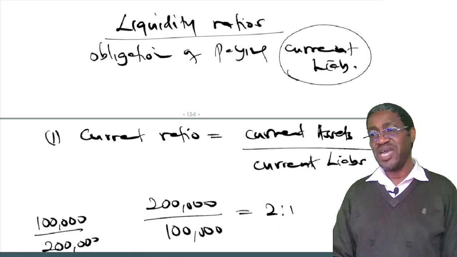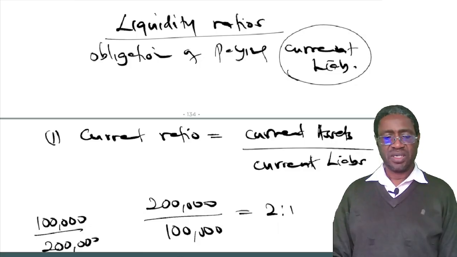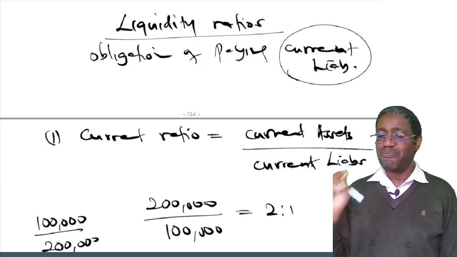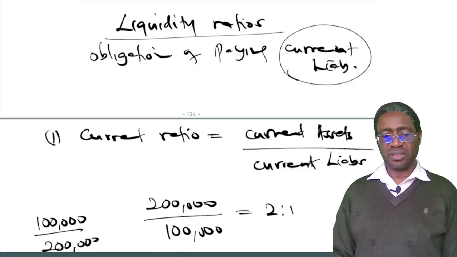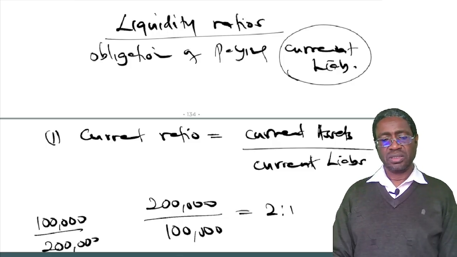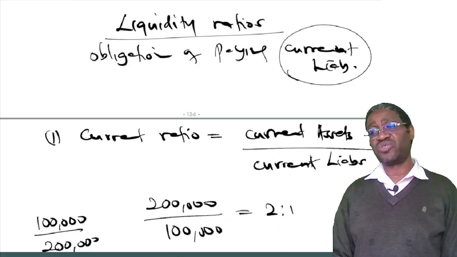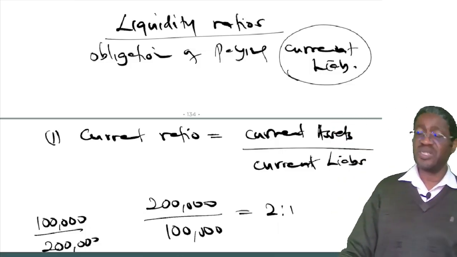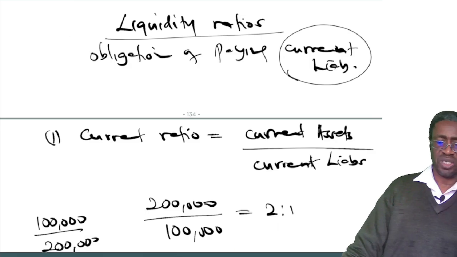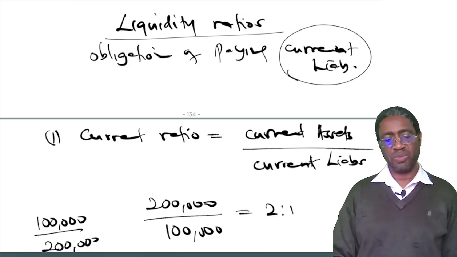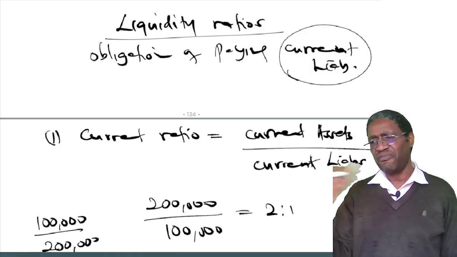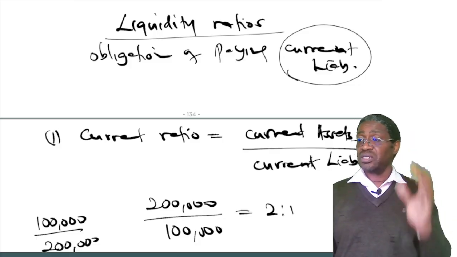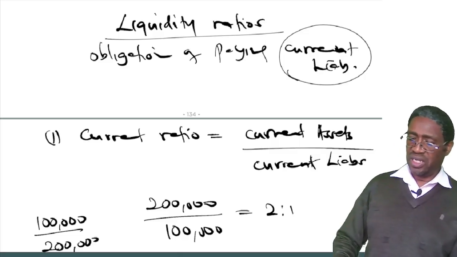These ratios measure the management's ability to repay its current liabilities, or the ability of a firm to repay its current liabilities.